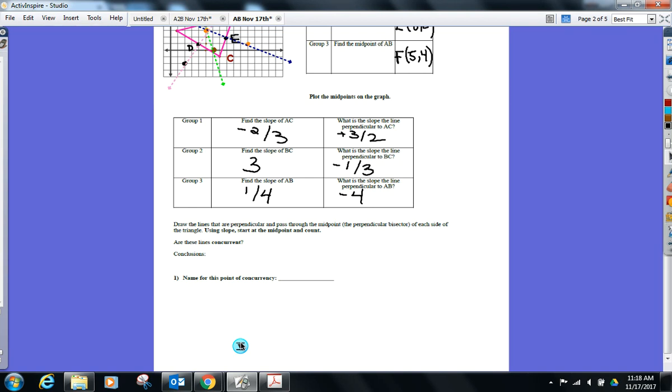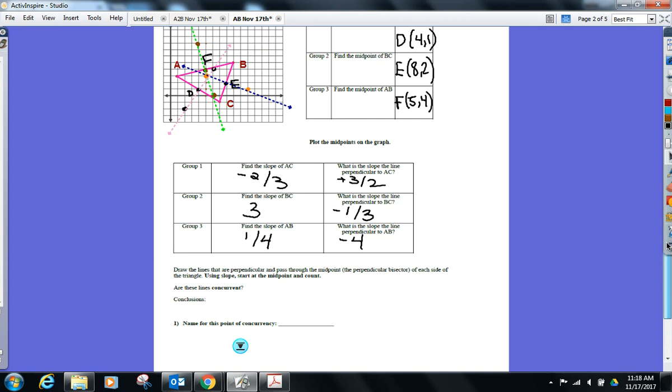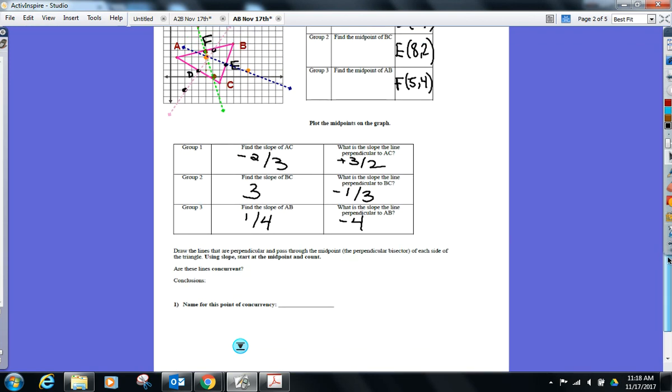Those 3 lines you just graphed in, if you need to, go back and look at the definition again. Are these 3 lines that we just graphed in concurrent? What's it mean to be concurrent again? Let's get up on our vocab now. They all intersect at one point. Go and look. Did those three lines intersect at the same point? No.